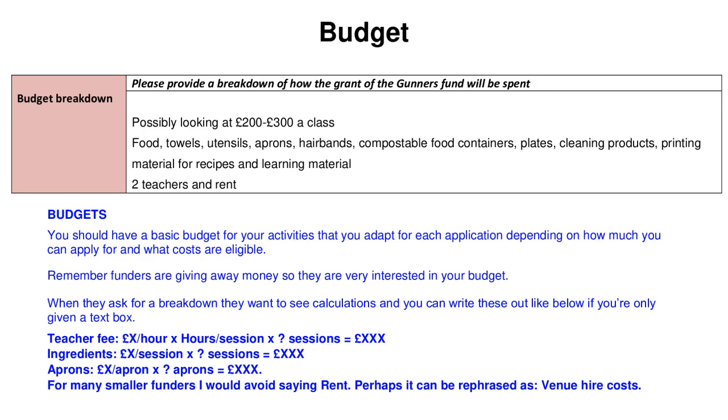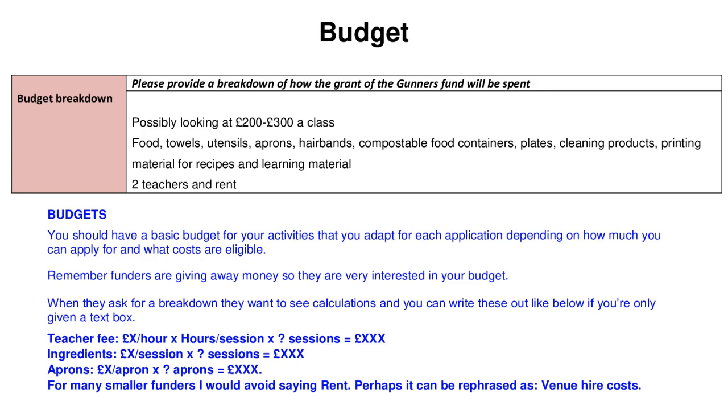You don't have to be really detailed, but it does help to be pretty sure of your numbers and for it to sound convincing. I would also say here that for many smaller funders, you don't necessarily have to say rent. You can also say words such as venue hire costs. And I think this links into a question that one of the participants had about how you distinguish startup costs versus running costs.